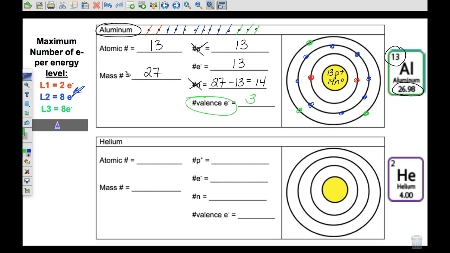But now I need you to complete helium on your own, so then when you check in, I know that you've attempted a problem individually.